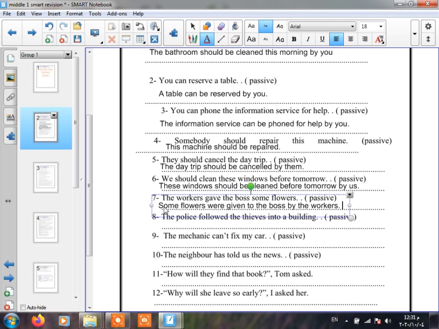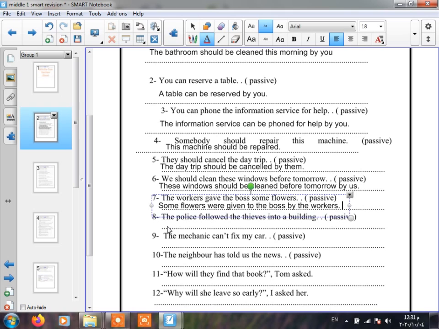That's the first answer. I will say the second answer if you want to write it down. So, as I said, the first one, some flowers were given to the boss by the workers, and here I considered flowers or some flowers as my object. But if I want to consider the boss as my object, it will be like that. The boss was given some flowers by the workers. Again, the boss was given some flowers by the workers. Either answer is correct. Okay?